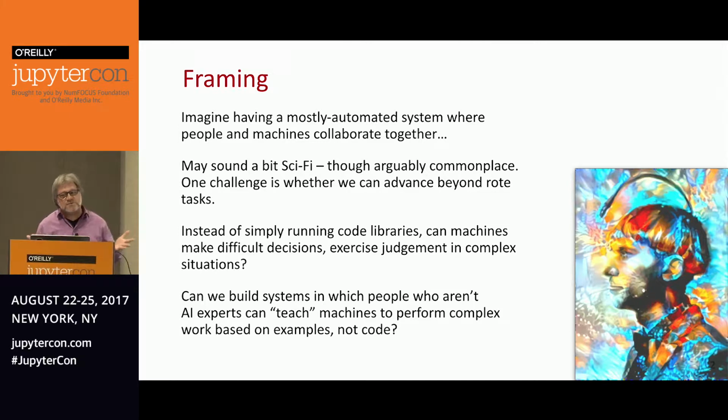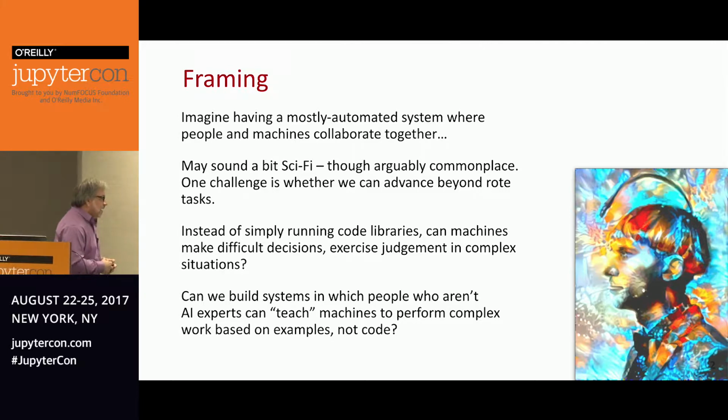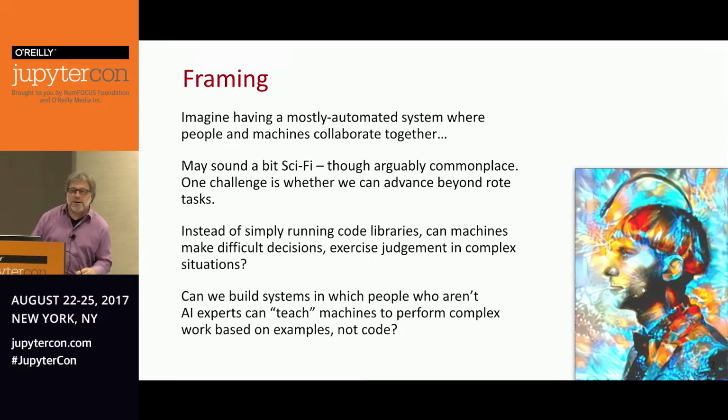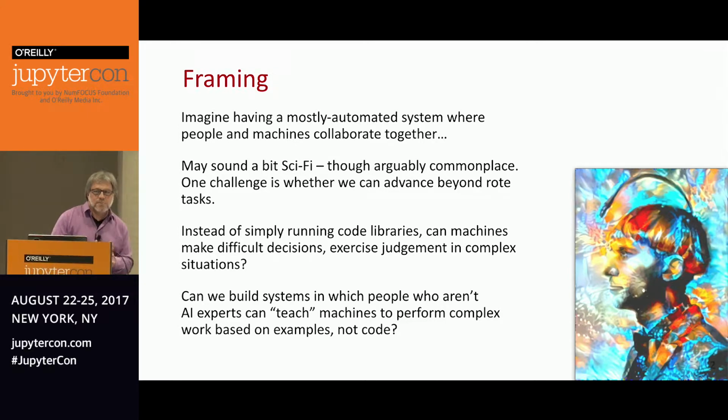Can we have something that's more advanced, where computers are not just running code libraries, but they're actually making fairly difficult decisions? They're exercising some kind of judgment. They're working with complexity. And even better beyond that, can we have systems where the machines are being trained by human experts, not because of the code that's being written or the model parameters, but really just by being shown examples, pro and con, over and over? So the scope of this is to try to bring people and machines together in workflows, working on relatively complex problems, and training by examples or exemplars.